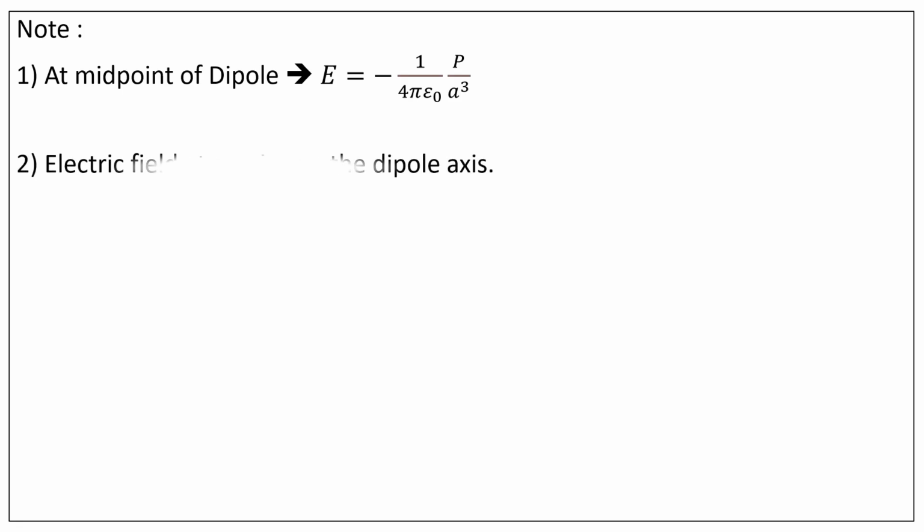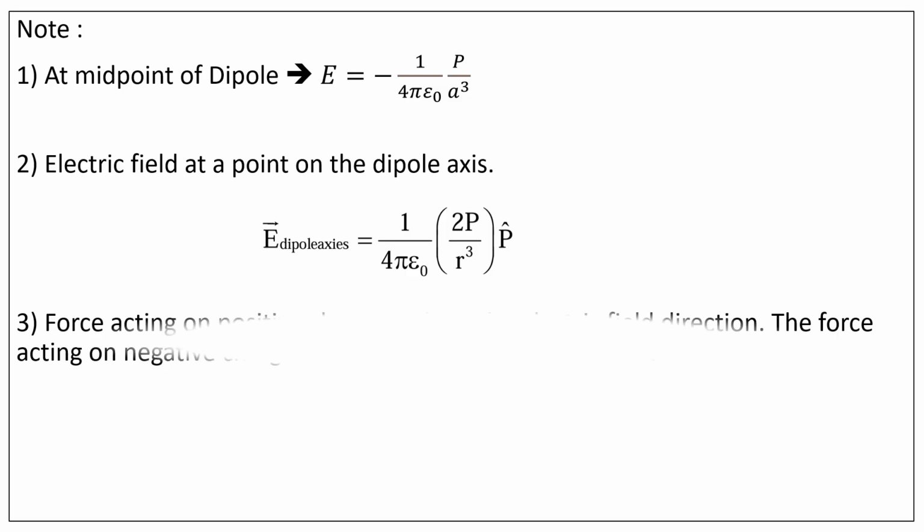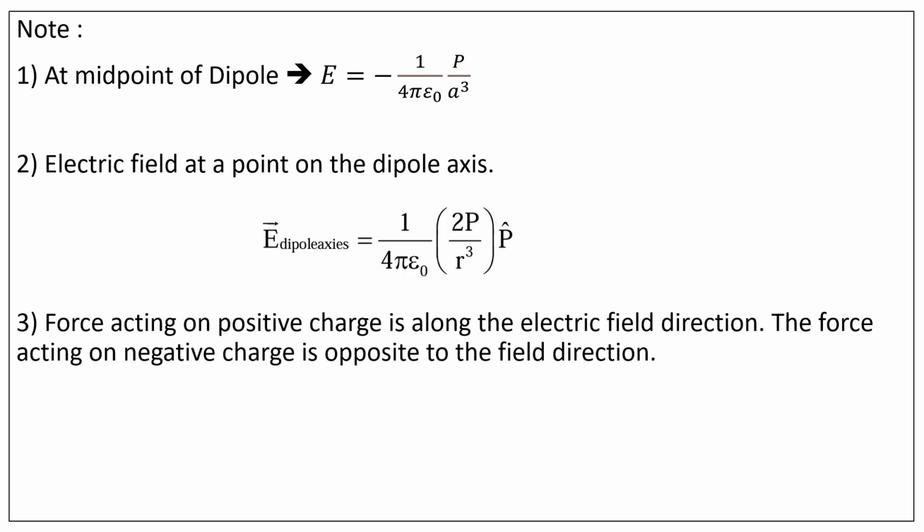2. Electric field at a point on the dipole axis, E is equal to minus 1 by 4 pi epsilon naught into bracket 2P by a cube into P cap. 3. Force acting on positive charge is along the electric field direction. The force acting on negative charge is opposite to the field direction. This ends the dipole moment.